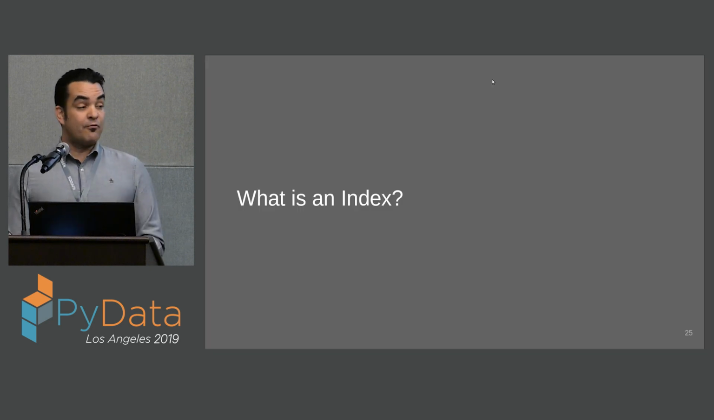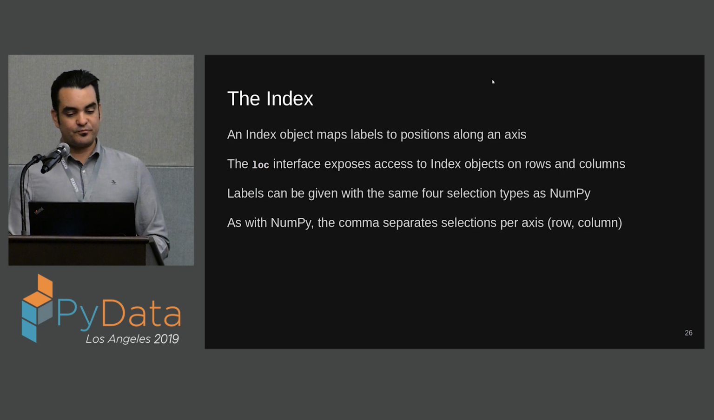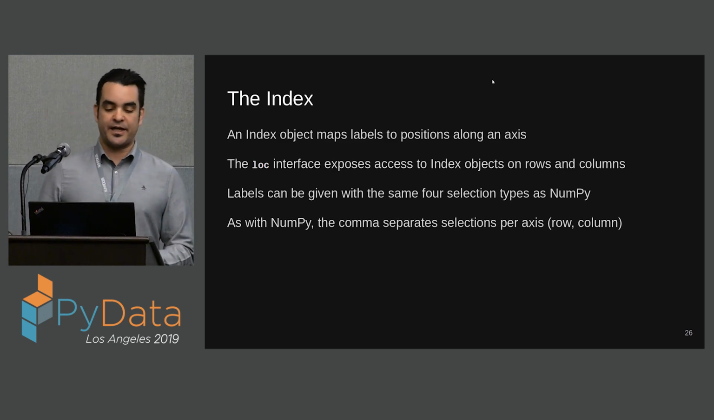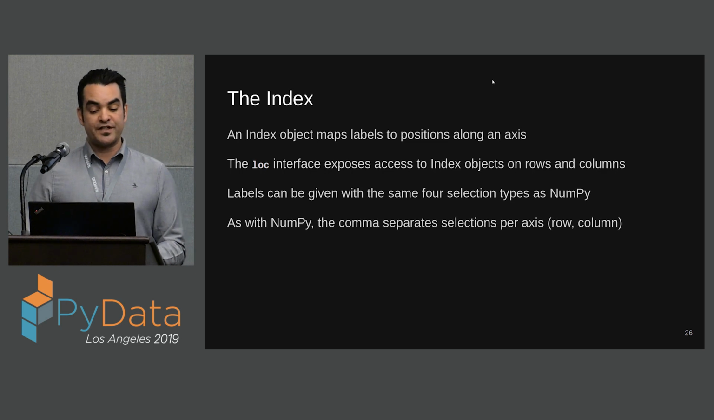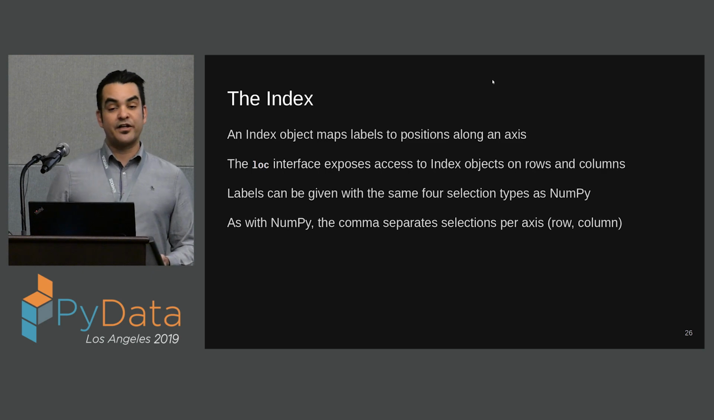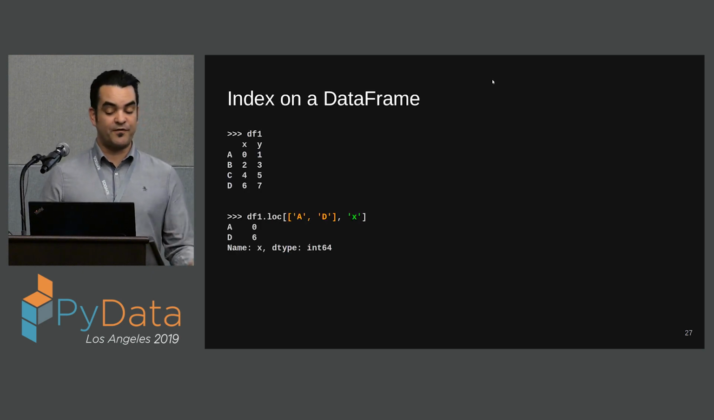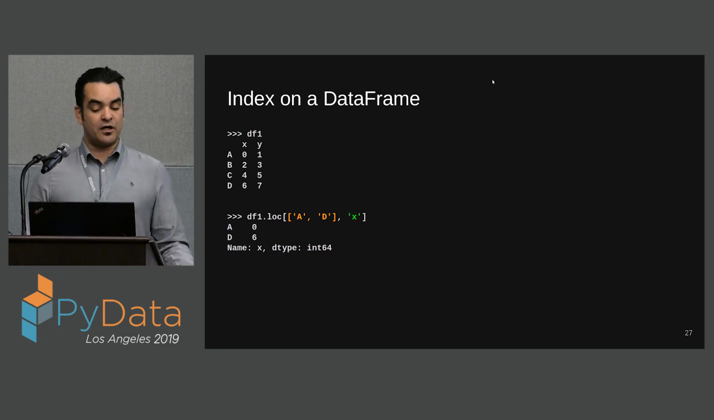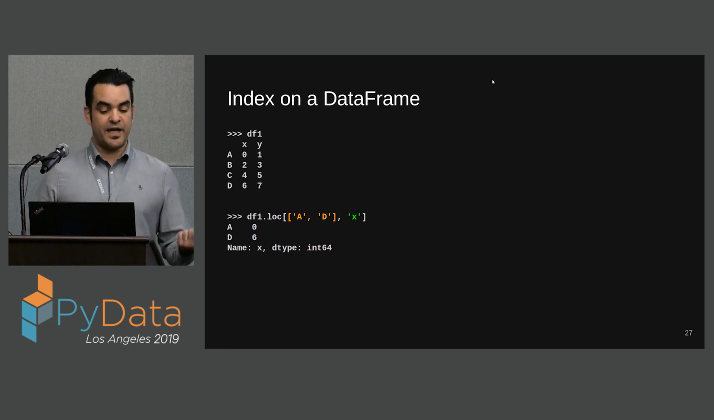So now we're ready to talk about what an index is. The index is an object that maps labels to positions along an axis. The loc interface exposes access to index objects on rows and on columns, and the labels can be given with the same four selection types that NumPy provides us with. As with NumPy, the comma separates selections per axis. So as we've seen before, with the data frame, we can use the loc call to select 2 rows, here A and D, and 1 column X.